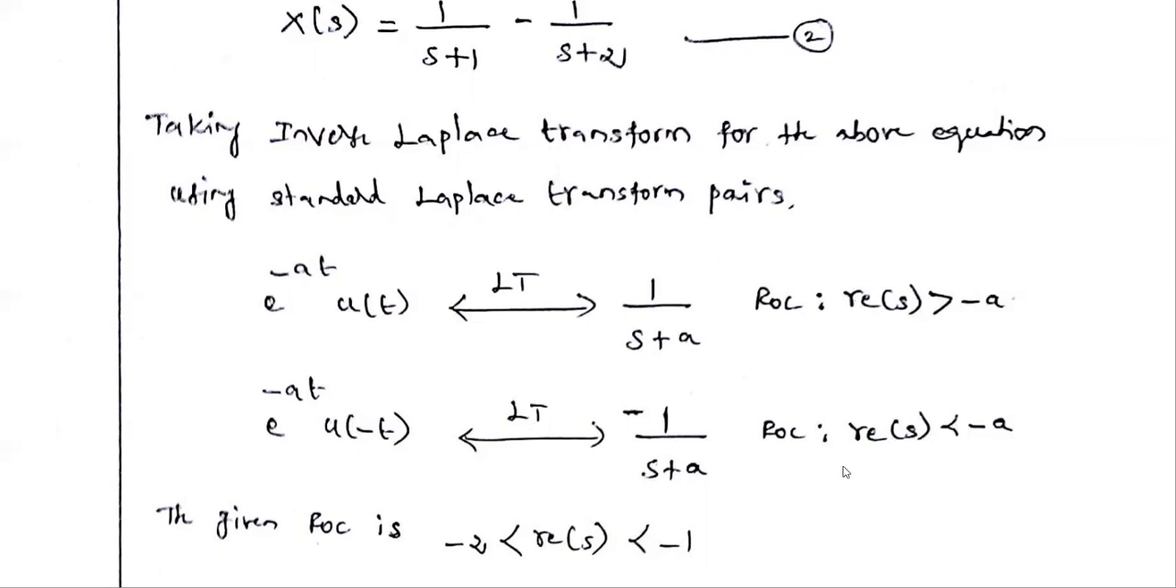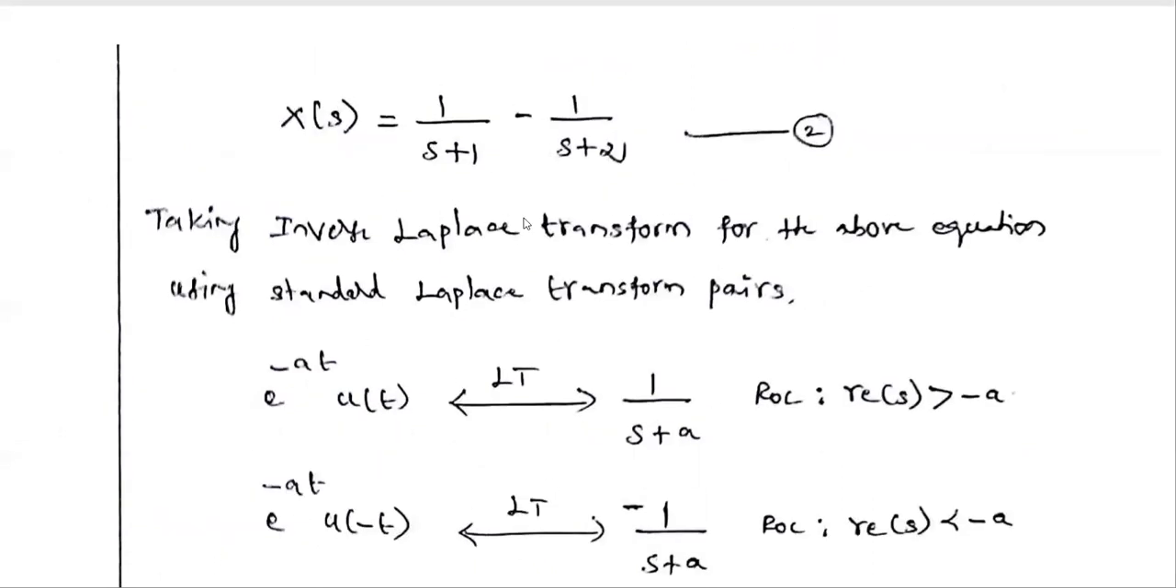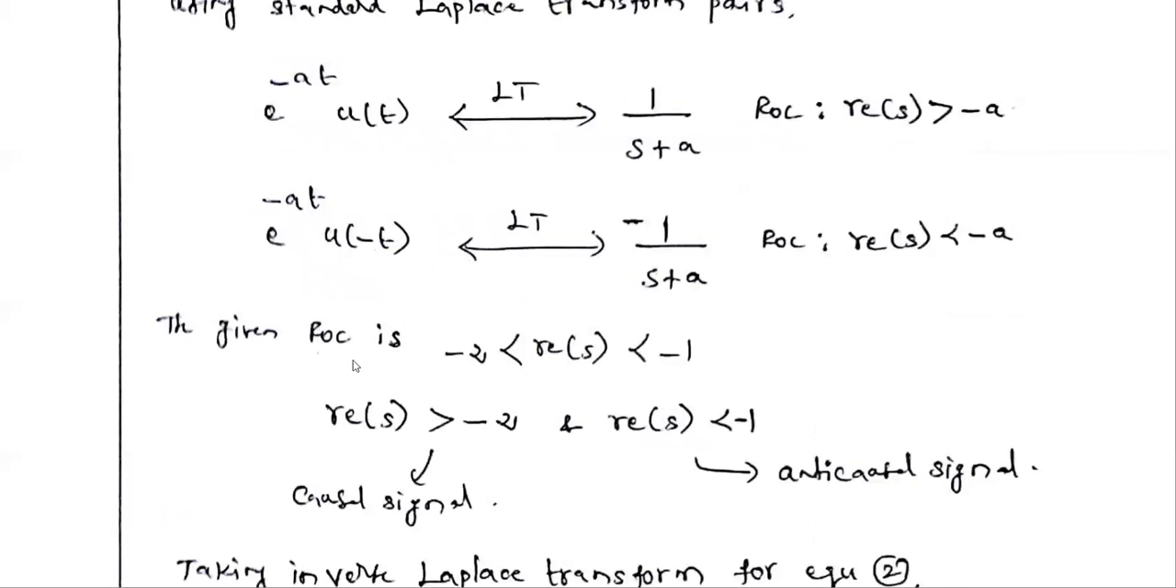For an anti-causal signal, the ROC is always real of s less than minus a; it is a left-sided signal. Using these two Laplace transform pairs, we have to take the inverse Laplace transform of the above equation according to the given condition. What is the given condition? The given ROC is real of s less than minus 1 and real of s greater than minus 2.